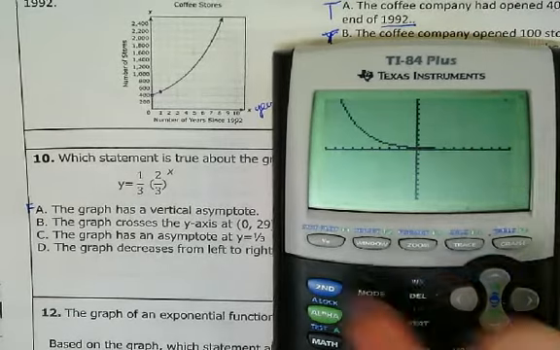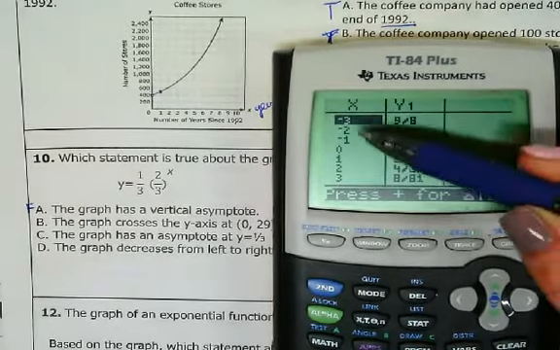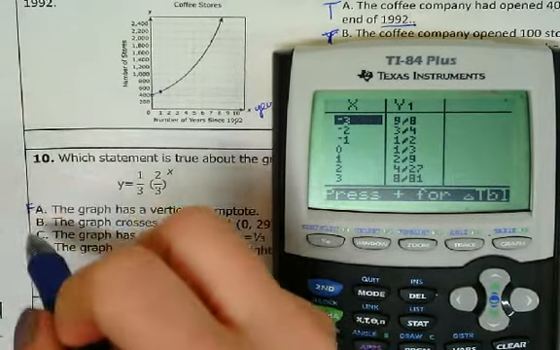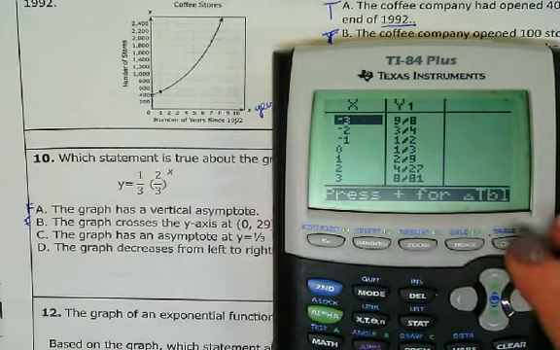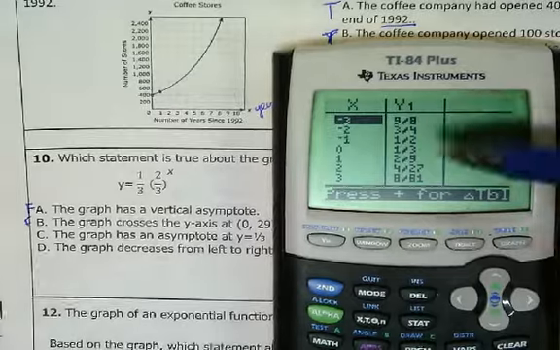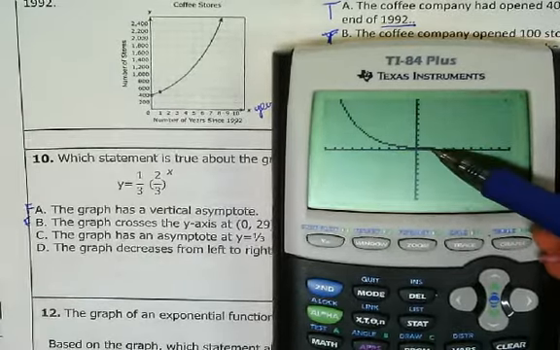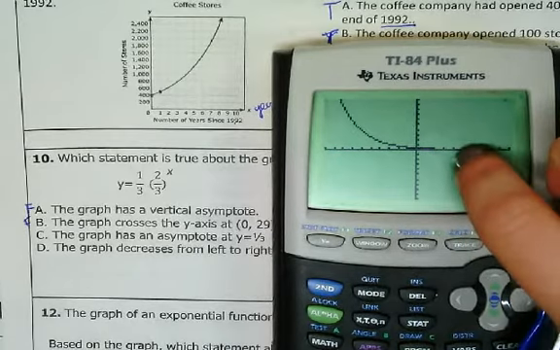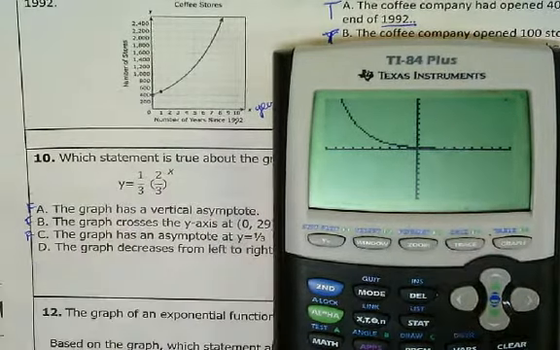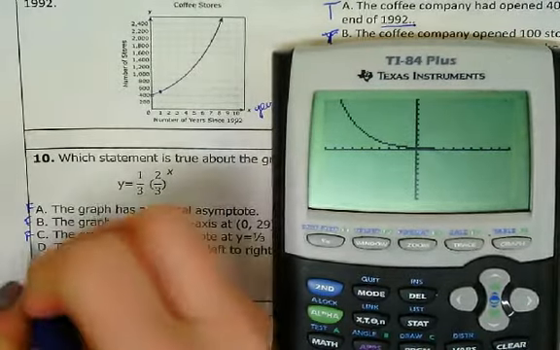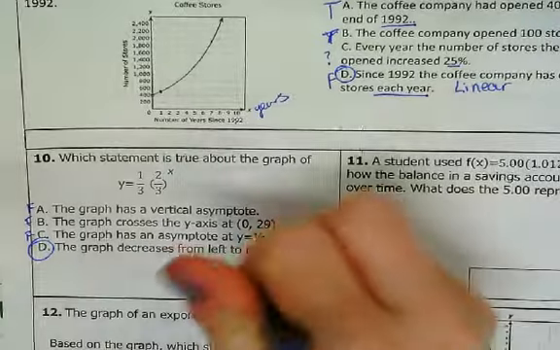Most definitely not. If I wanted to check it, I can look at the table. No, it crosses at 1/3. So this is false. The graph has an asymptote at y equals 1/3. No, it goes below the 1/3. And it continues to go smaller and smaller, but never 0. So this would be false. The graph decreases from left to right. Yes, it does. It decays. So that would have to be true.